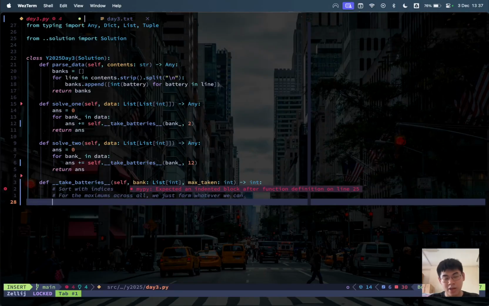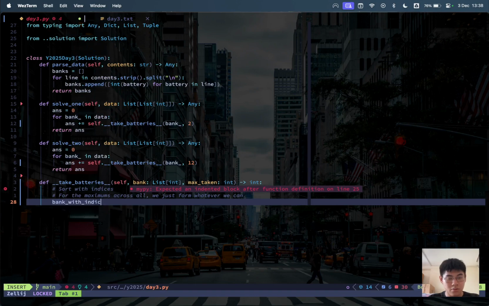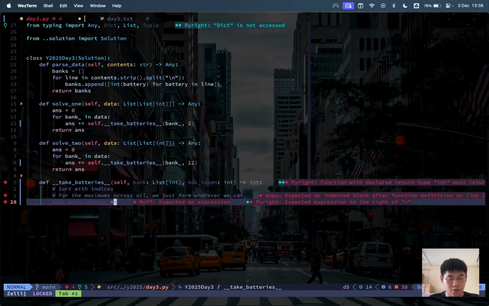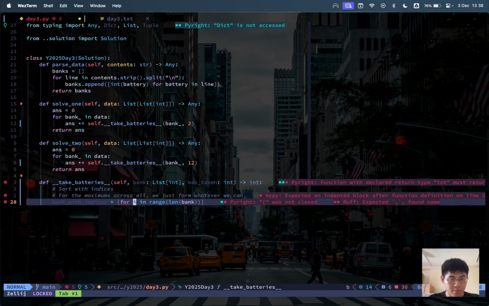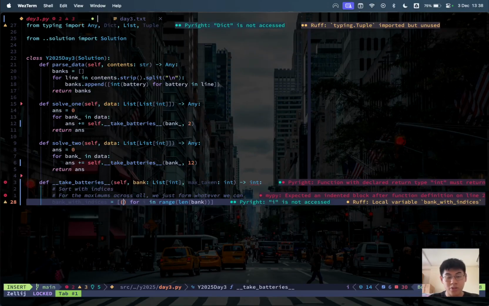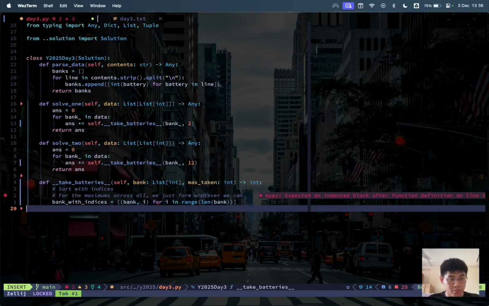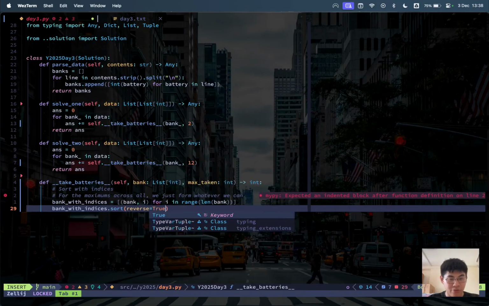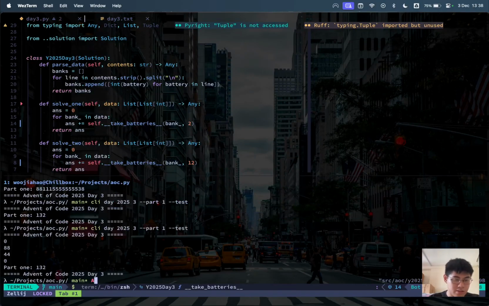But essentially what we want to have is the bank with indices equals enumerate, for i in the range of the length of the bank. I kind of want to sort it by bank and i. So we say that the bank with indices sort, and we say that we reverse it. And I kind of want to just print the bank with these indices.